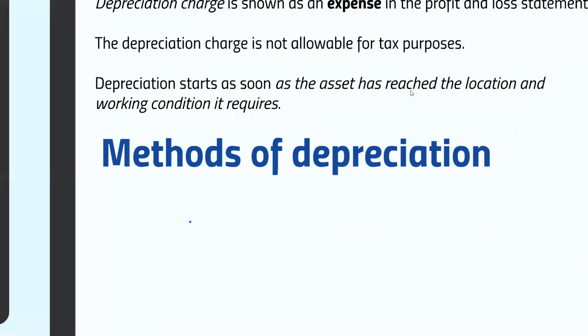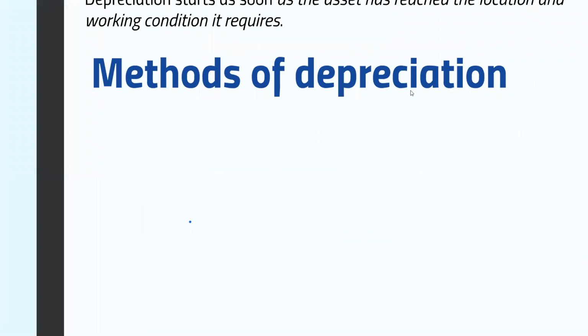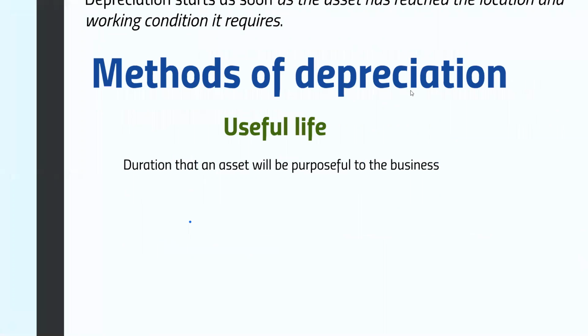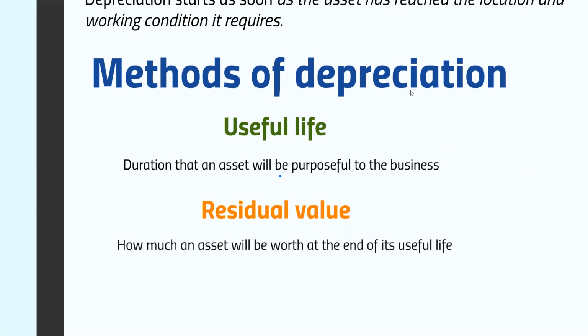So what are the methods that we use for depreciating assets? Well, actually, before we get into this, there are a couple of key terms for us to reinforce. The first of these, useful life, is something I've talked about a little bit already. But the useful life of an asset essentially relates to the duration that this asset will be purposeful to the business, okay? So an asset's useful economic life. Residual value is another key term that is key to understanding how to depreciate assets. And this simply relates to the value of an asset at the end of its useful life. Okay, so the residual, the remaining value of an asset at the end of its useful life.